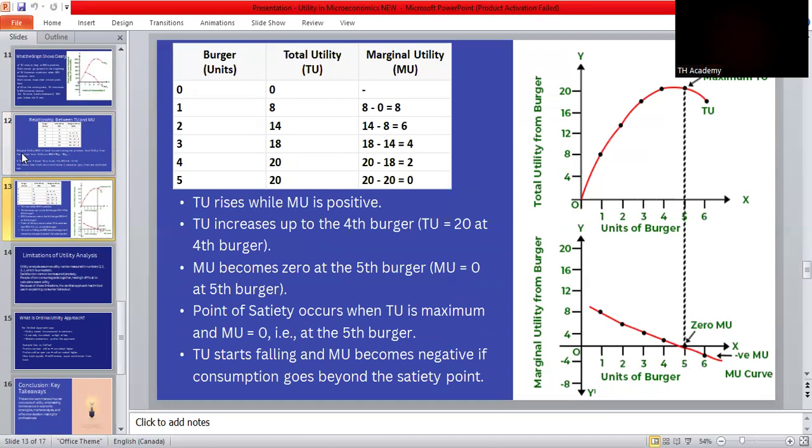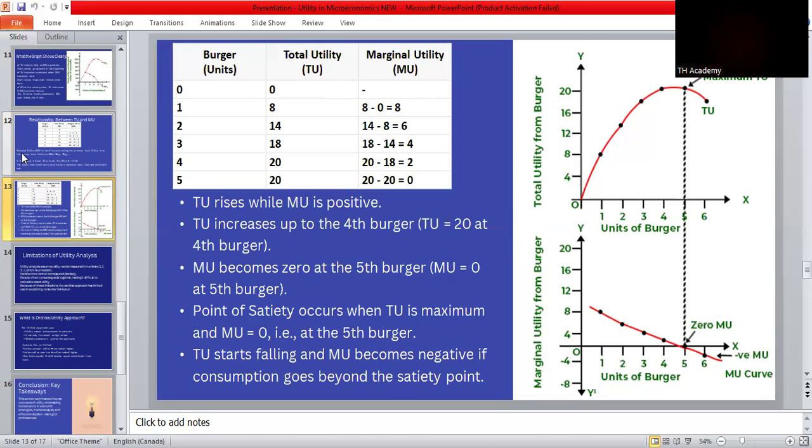Here's what the curves tell us. TU rises as long as MU is positive. You get more total happiness as you eat more burgers. TU increases up to the fourth burger. That is, TU equals 20 at the fourth burger. MU becomes 0 at the fifth burger, meaning the extra satisfaction from that burger is gone.